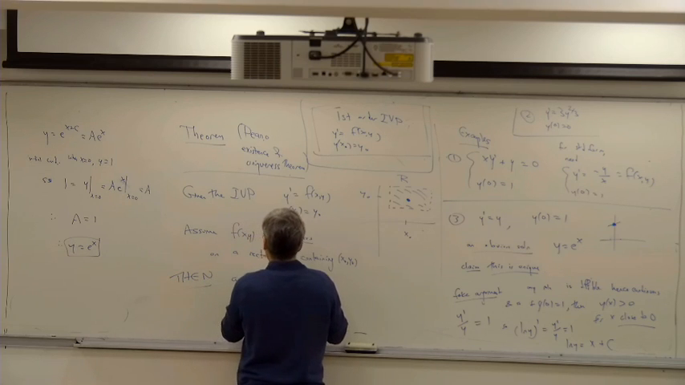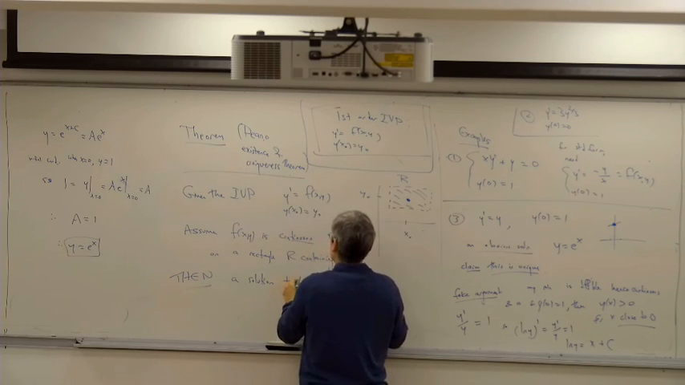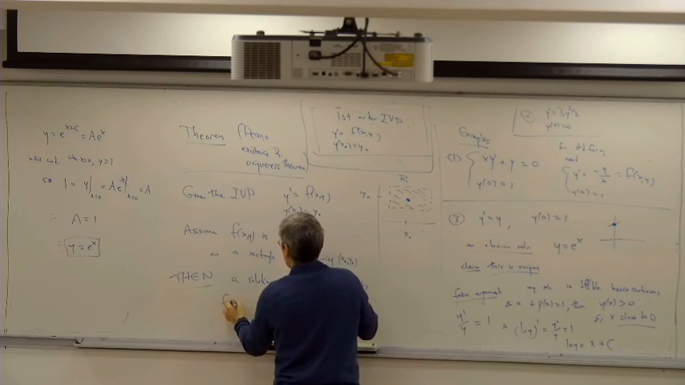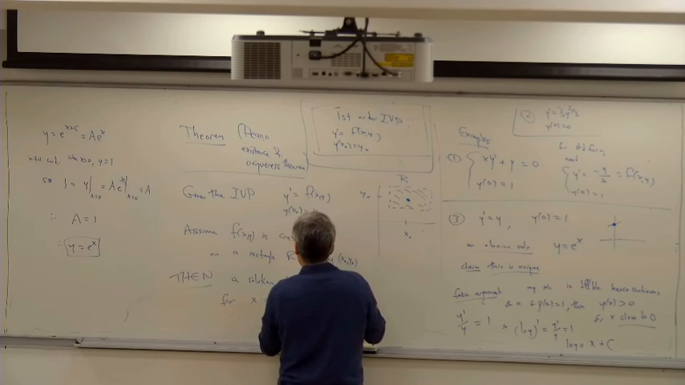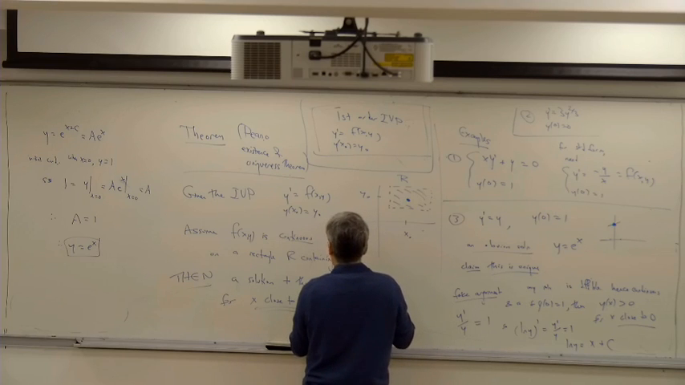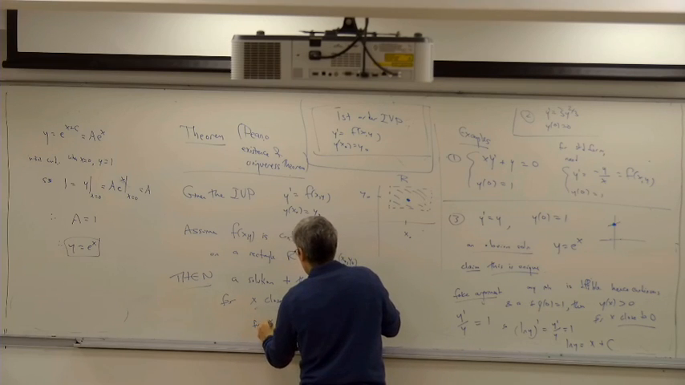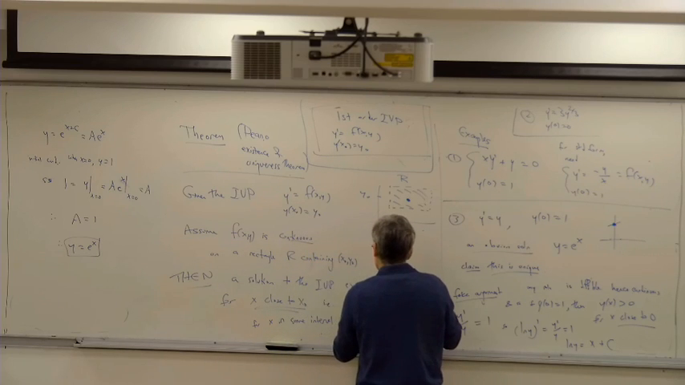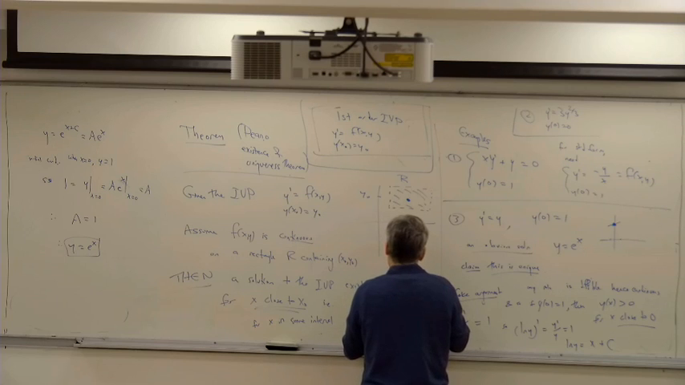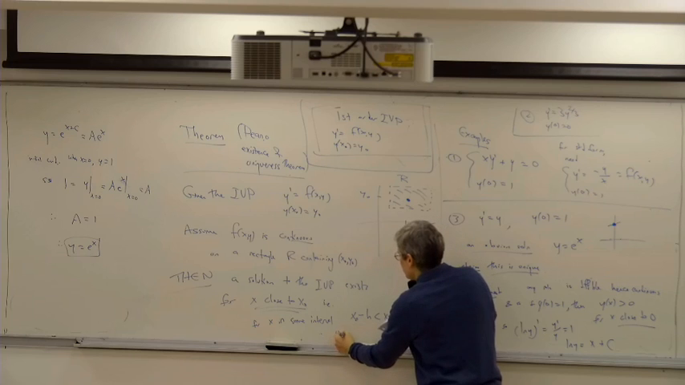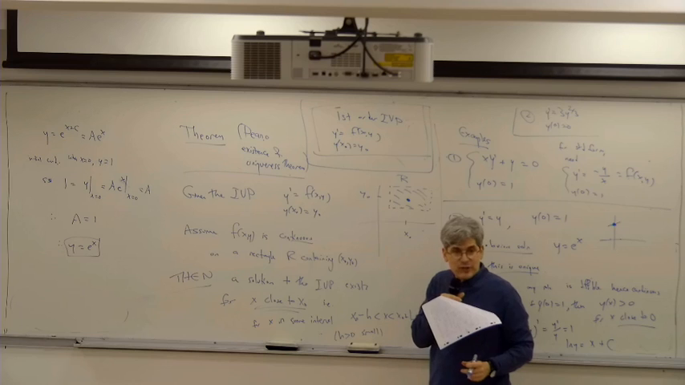Then a solution to the IVP exists for x close to x0, i.e., for x in some interval where x is between x0 minus h and x0 plus h. Okay?